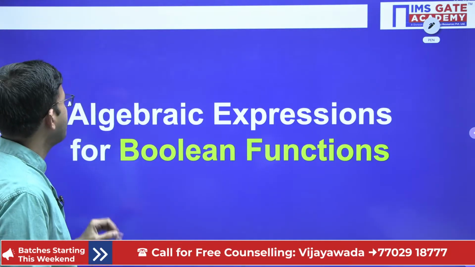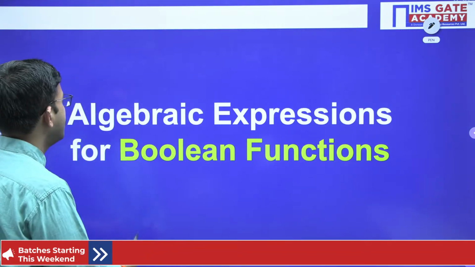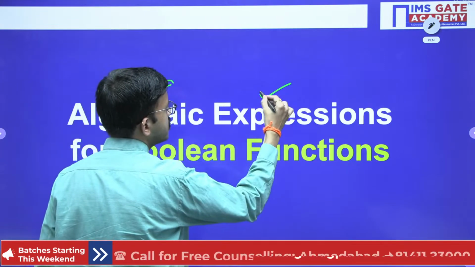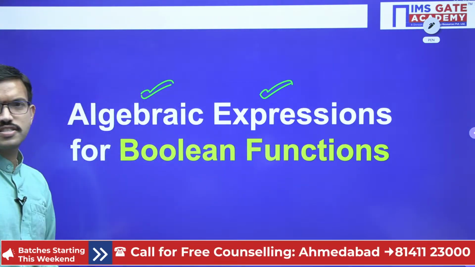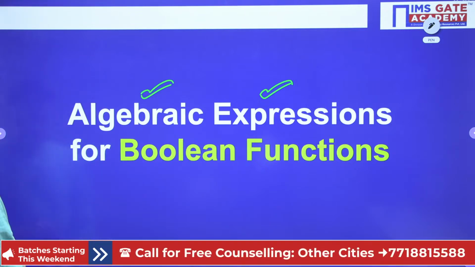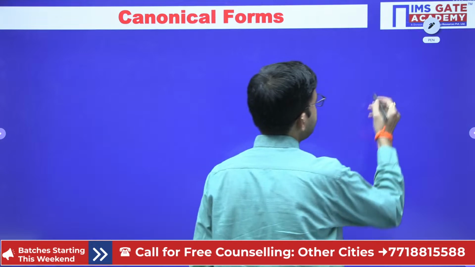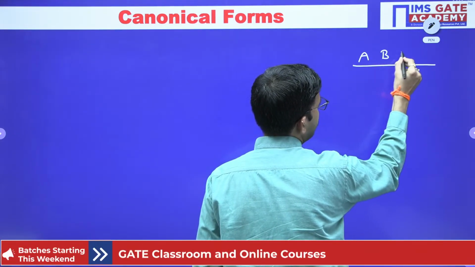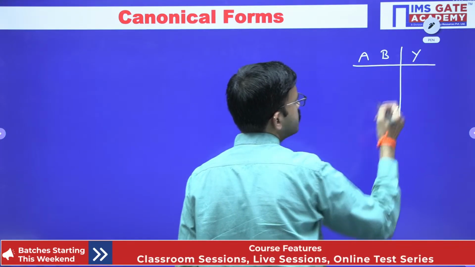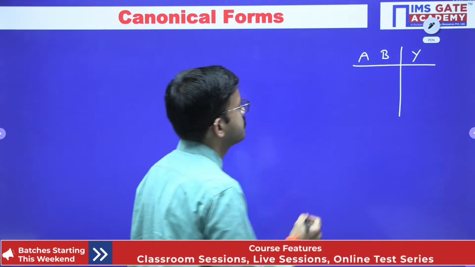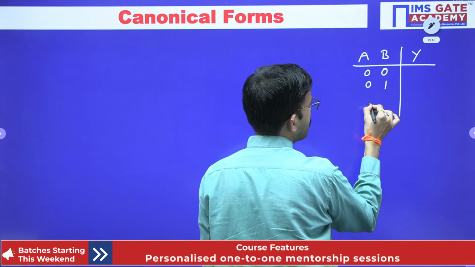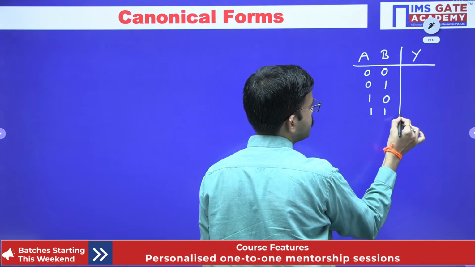This is very interesting: algebraic expressions for Boolean functions. All of you put the heading algebraic expressions for Boolean functions. Say for example, whenever you have a truth table, for easy understanding I am considering one simple truth table for a two input case: 0 0, 0 1, 1 0, 1 1.